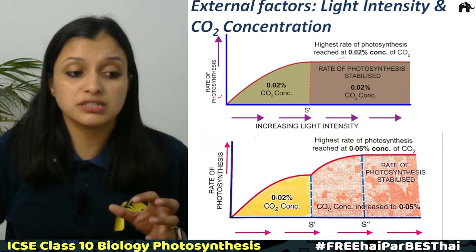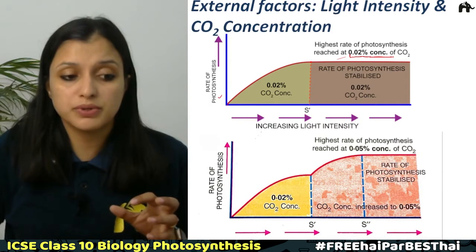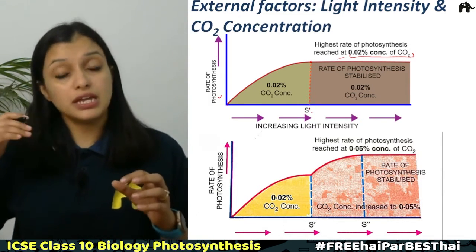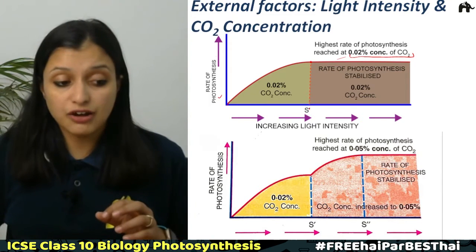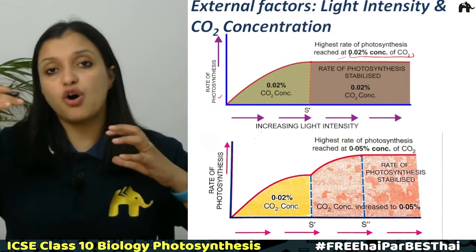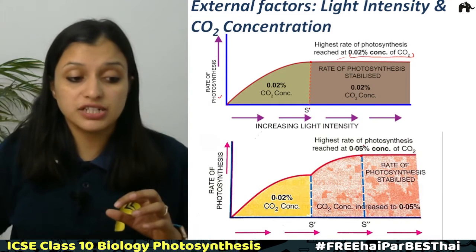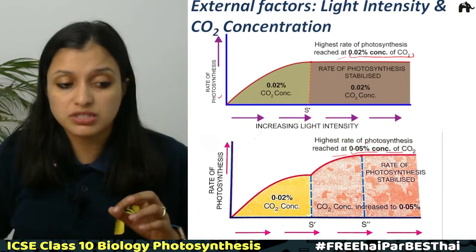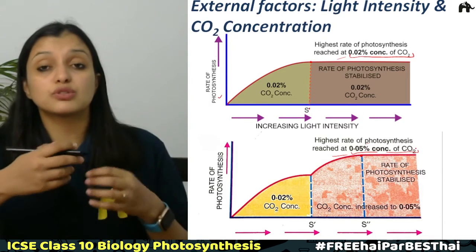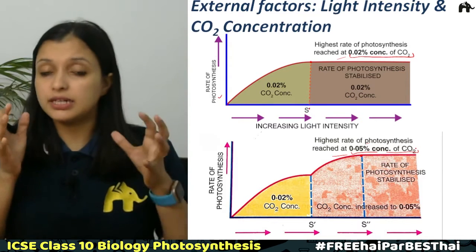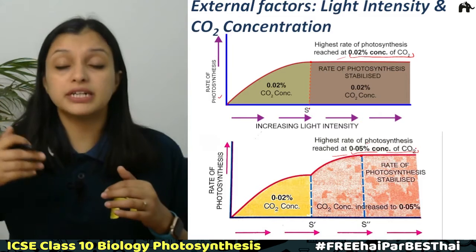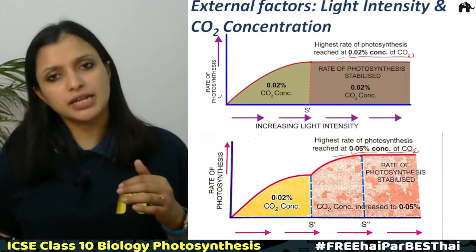So the highest rate of photosynthesis is reached at 0.02% concentration of carbon dioxide. Now at this point, that is the S dash, if we increase the concentration of carbon dioxide, then the graph again starts going up like this, and after a point again the rate of photosynthesis will become stabilized. The highest rate of photosynthesis is reached at 0.05 concentration of carbon dioxide. So basically the light intensity and the carbon dioxide concentration effects on photosynthesis go side by side. To some extent light intensity can increase the rate of photosynthesis, but after that it becomes stabilized. But if we increase the carbon dioxide concentration at that point, it increases the rate of photosynthesis again, which again becomes stabilized after some time.